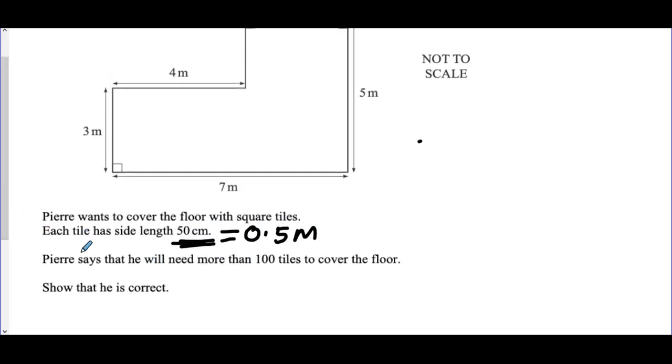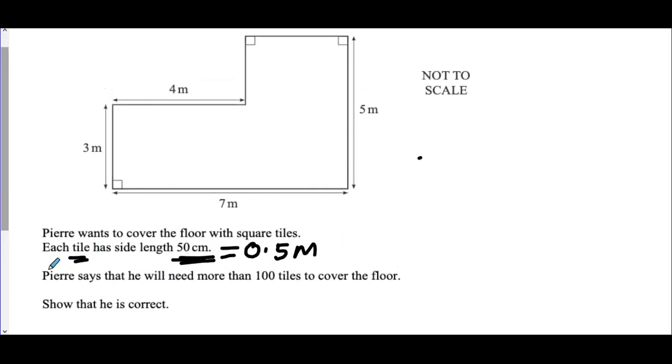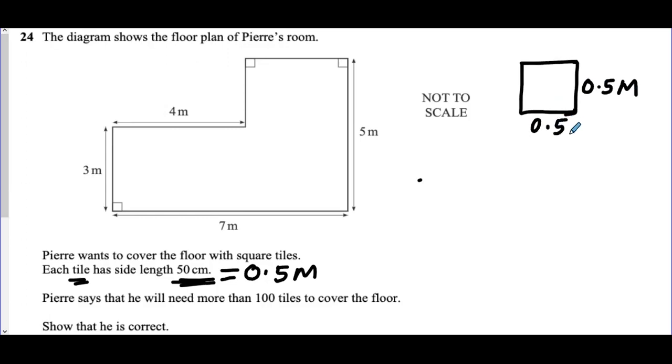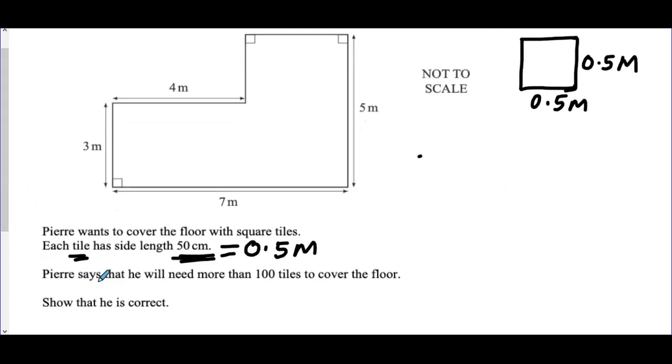So each tile has a side length of 0.5 meter, and it is in the form of a square, because you know that tiles which are needed to cover the floor should be in the form of a square. So we have this tile, which is in the form of a square, and each side of this square is 0.5 meter. So now the question here is, Pierre says that he will need more than 100 tiles to cover the floor.